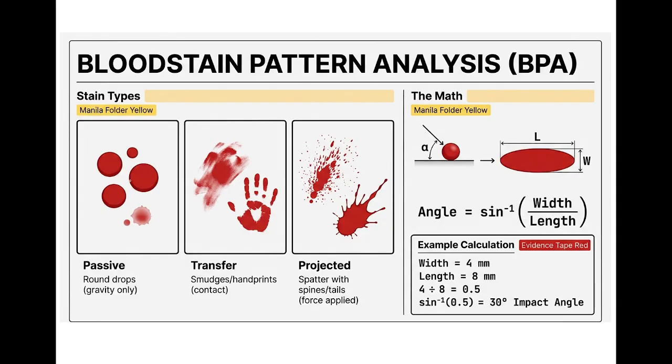So the passive ones, obviously, just dropped under gravity. Somebody's hurt, somebody's wounded, and the blood drops under gravity as it does, like every other liquid. And transfer: somebody puts their hand, hair, or food in the blood, and they smudge and leave handprints on the walls, on the surfaces, and everywhere. Another type of blood stain is projected. Projected means it has been forced.